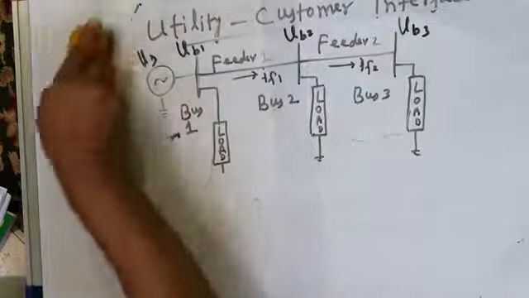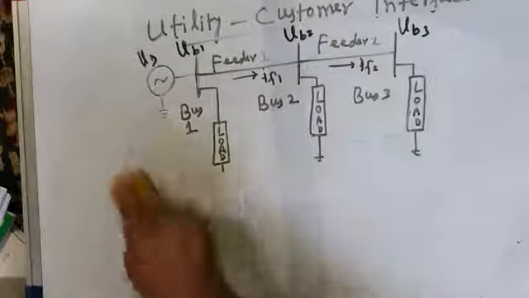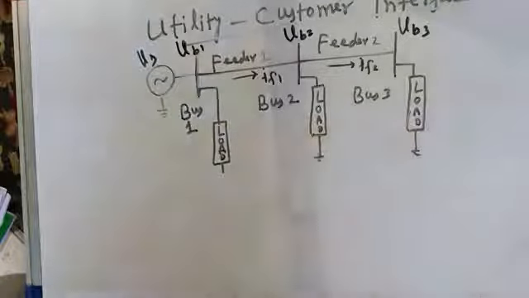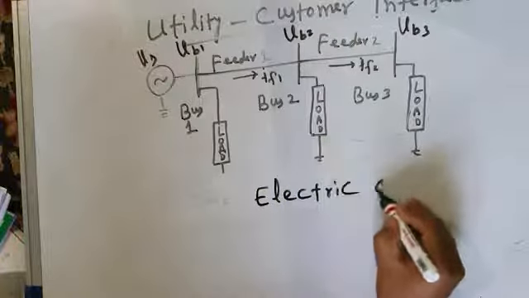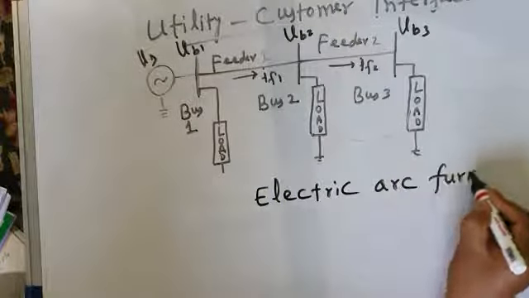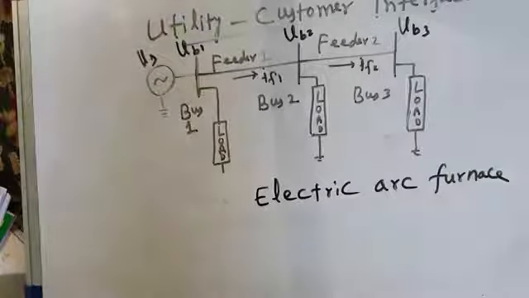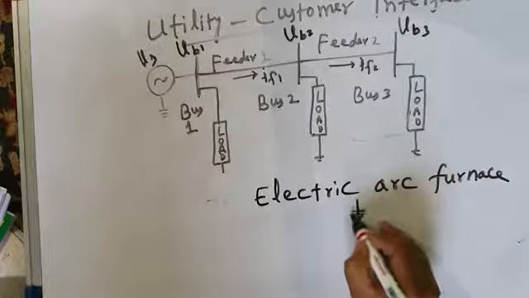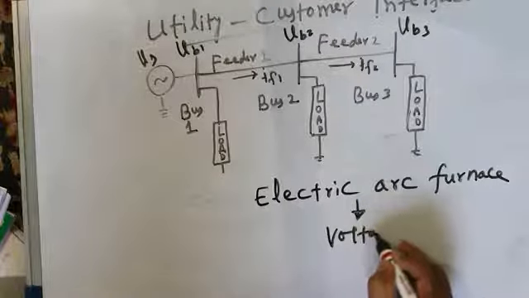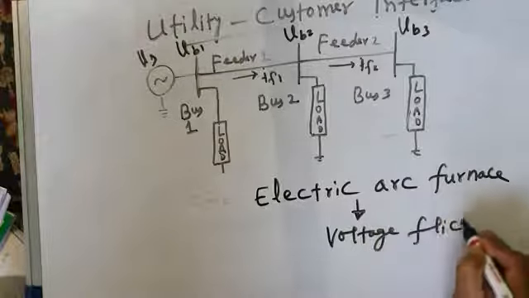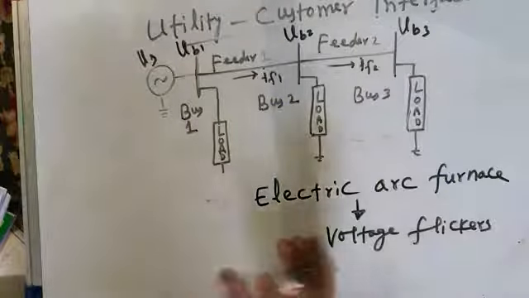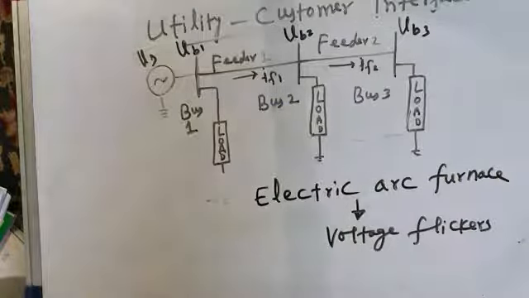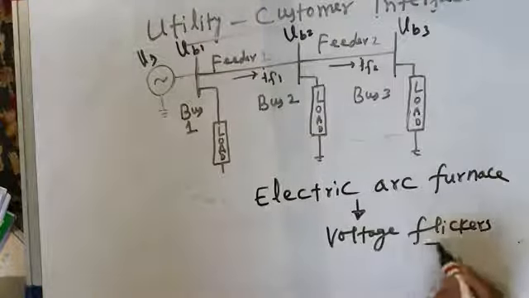In addition to this, let us suppose that at some bus, maybe bus number 1, bus number 2, or bus number 3, an electric arc furnace is used. You already know, I have already discussed with you, that electric arc furnaces are responsible for interharmonics, and they are also responsible for voltage flickers. They cause voltage fluctuations, and fluctuations in the voltage cause varying changes in the light flicker of the lamp. So that is called voltage flickers.